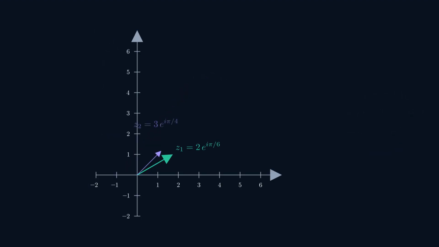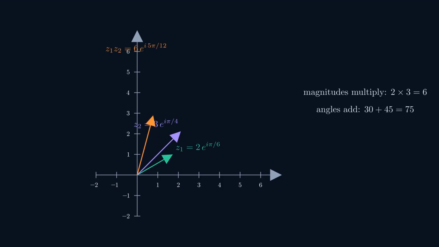Here is where polar form becomes magical. Take z1 equals 2e to the i pi over 6, that's magnitude 2 at 30 degrees, and z2 equals 3e to the i pi over 4, magnitude 3 at 45 degrees. What happens when we multiply them?